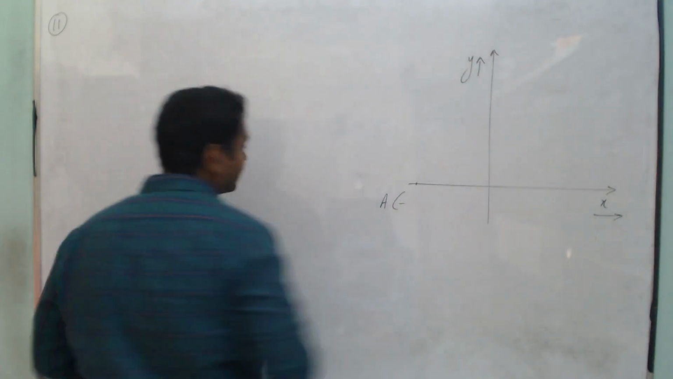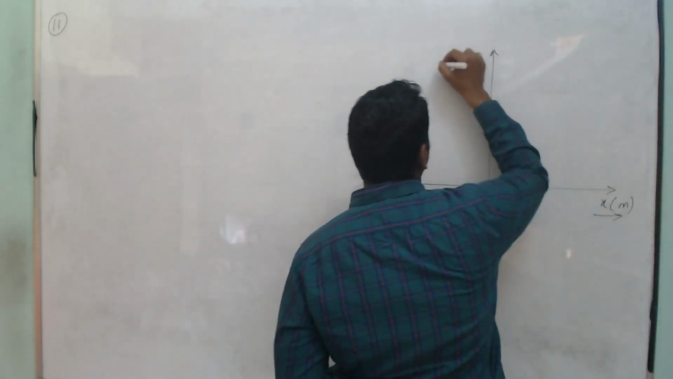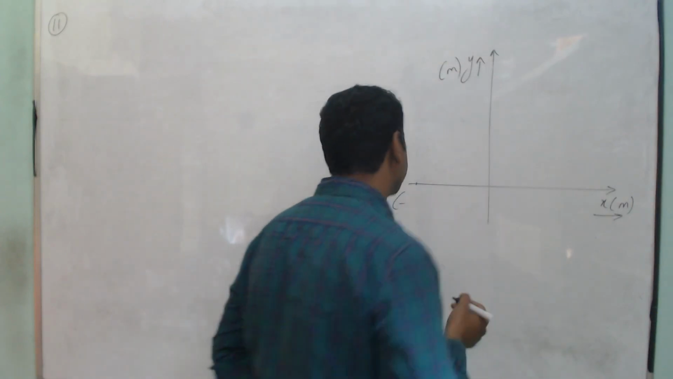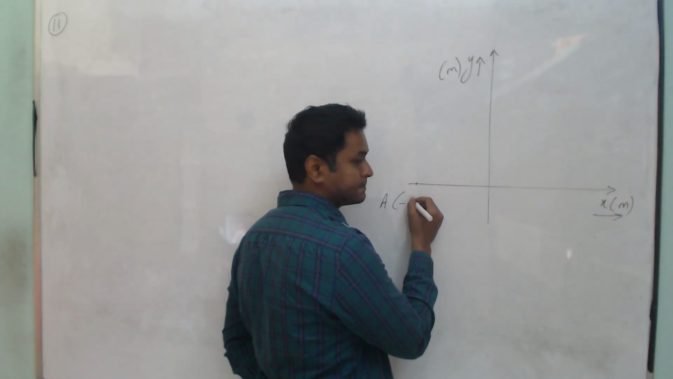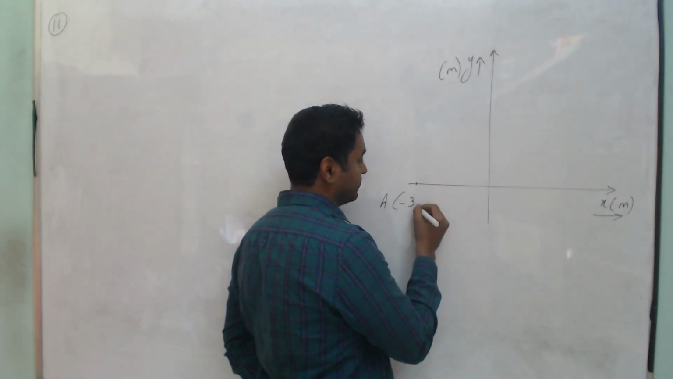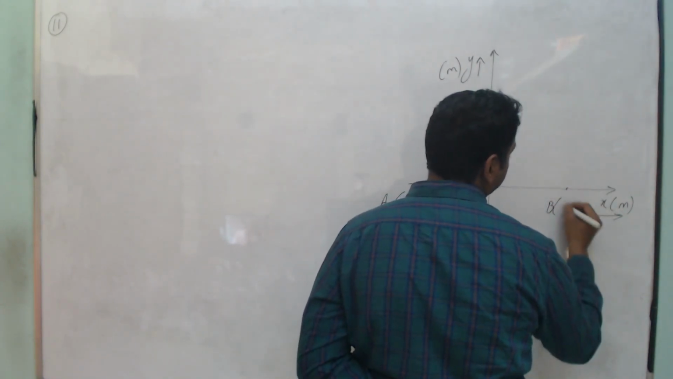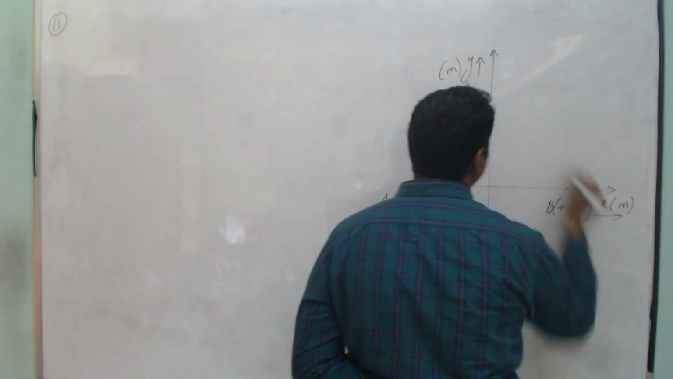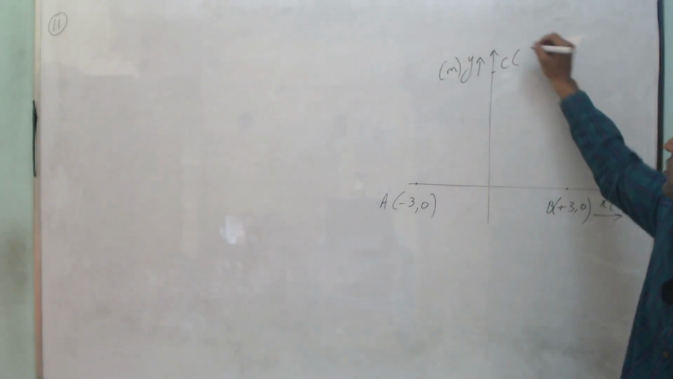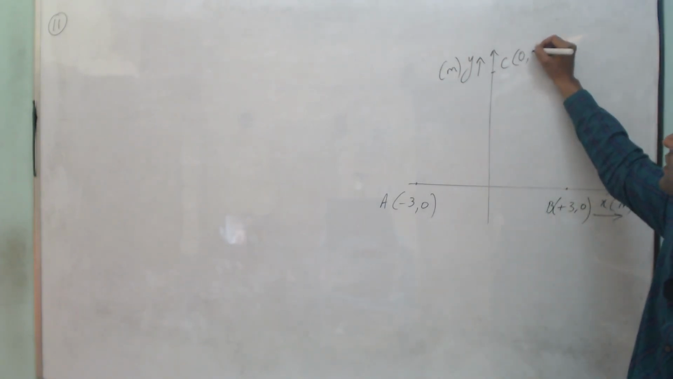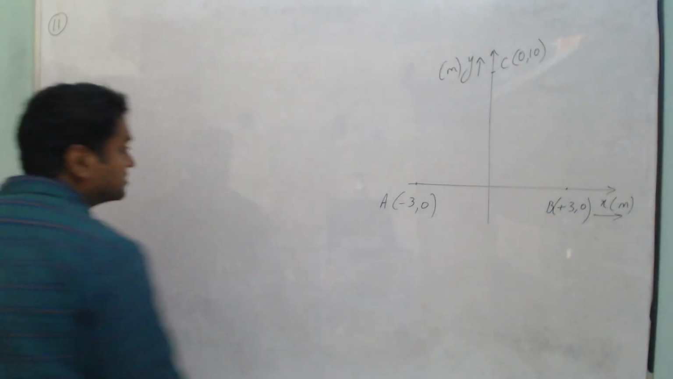The points, let us take it so x and y are in meters. Let us take A as minus 3 comma 0, B as plus 3 comma 0, and let us take a point C as 0 comma 10. Randomly I'm taking. Okay. Yes, sir.